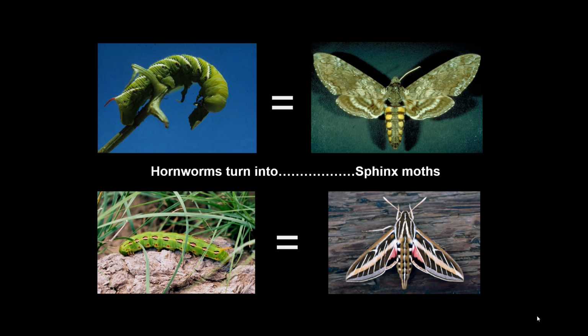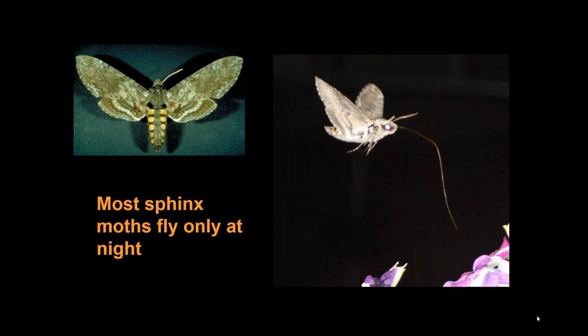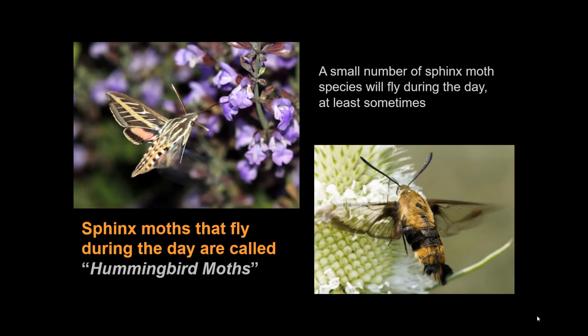And they're strong flyers, and most all of them only fly at night. All of them do fly at night, except one small group. And most all of them only fly at night, so we don't see them. But a small number of sphinx moths do fly during the day, or at least fly during the day and fly at night. But if a sphinx moth flies during the day, it is given this popular name, hummingbird moth. It's not a scientific name. It's just a pop name that we use for a day flying sphinx moth.